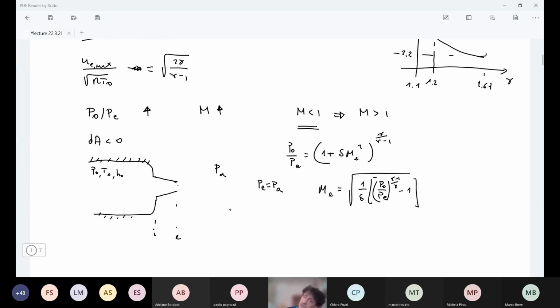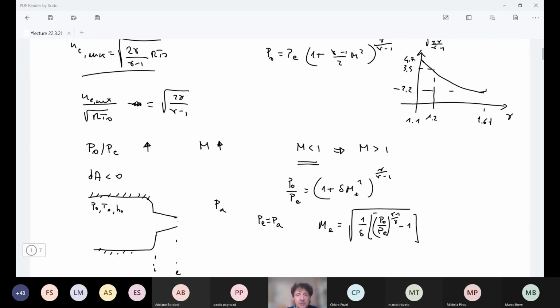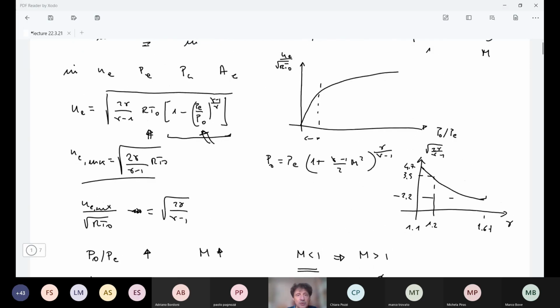So we see that we have in general this relation that allows us to express the Mach number at the exit section, and so through this relation also the exit velocity that we have written here, because if we know the ratio P over P0, we also know the exit velocity.